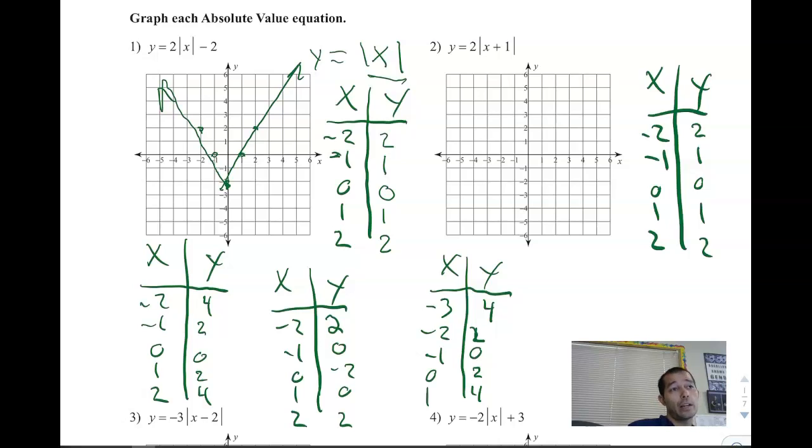And then at this point, I can just plot the points. That's all I need to do now. So if I plot the points now, negative 3, 4, okay, negative 2, 2, negative 1, 0, 0, 2, and then 1, 4. Now I have 5 good points, so you can just connect the dots.